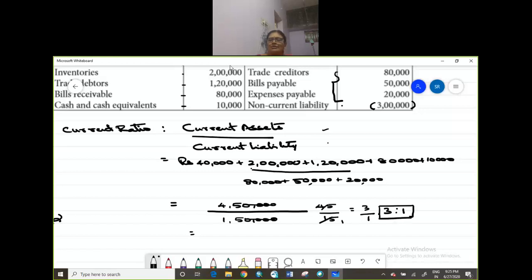I hope you understood, children. Next, I will be going to illustration number 2, where I'll be teaching you what is quick ratio, and followed by that, I'll be going to long-term solvency ratios. Quick ratio and current ratio are both short-term solvency ratios. Next we'll be seeing long-term solvency ratios. Thank you, children.